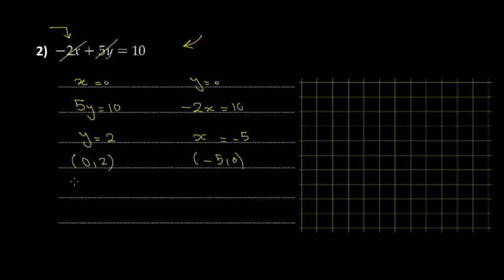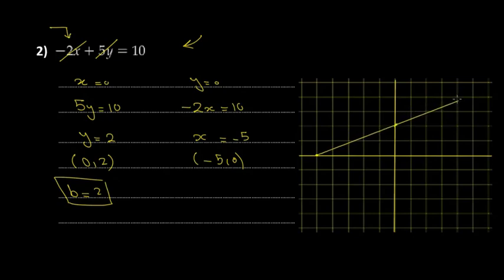From the given equation, before graphing, we can find the y-intercept, which equals 2. The first point is (0, 2). The second point is (-5, 0). Then we draw the line passing through the 2 points. We have an increasing line, so the slope will be positive. We can find the slope by rise over run. So it rises by 2 and runs by 5, so the slope will be 2/5.